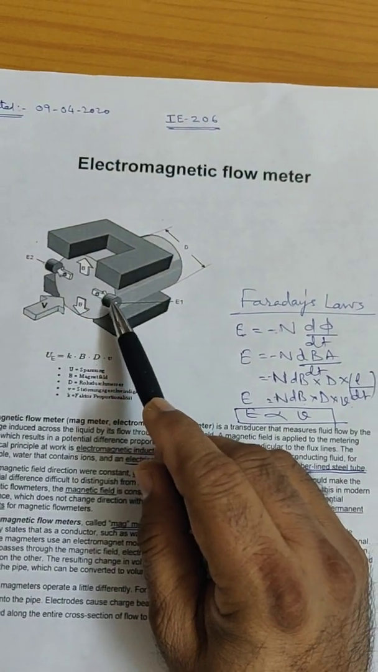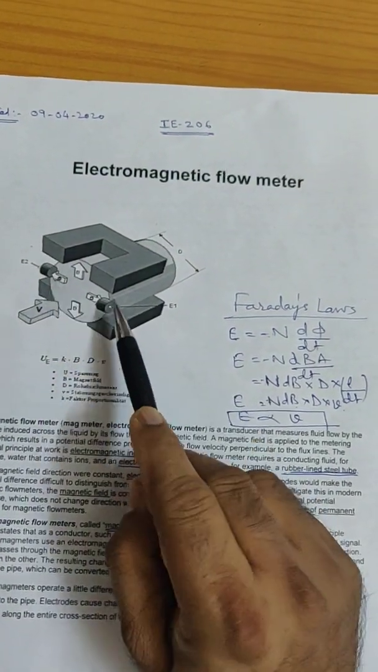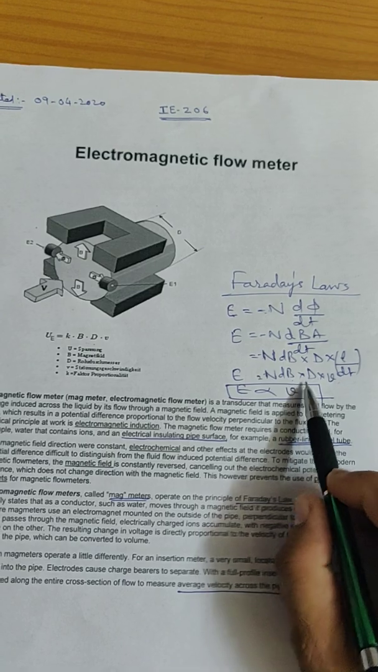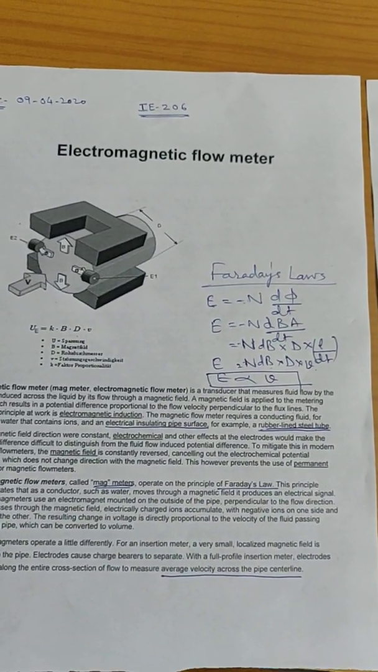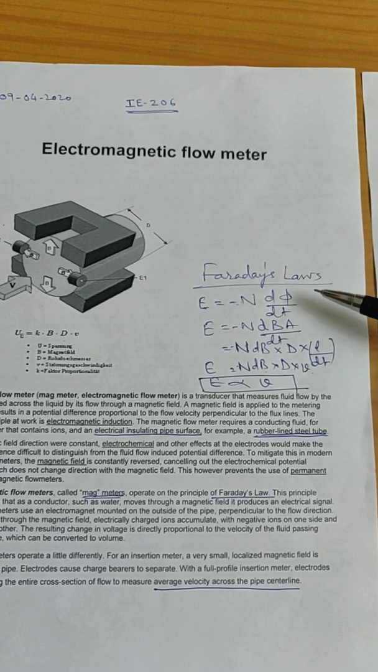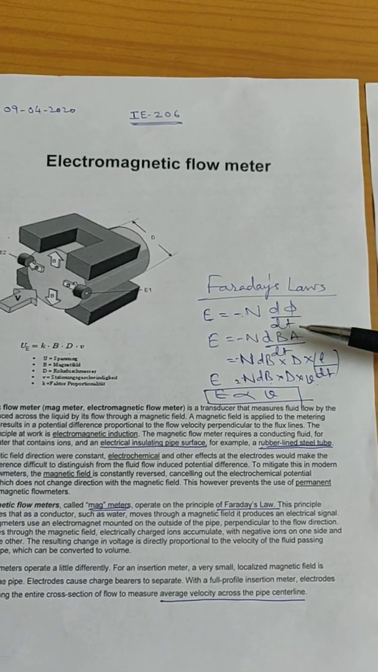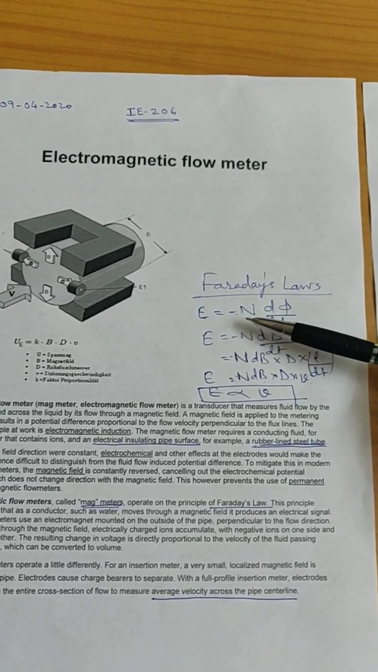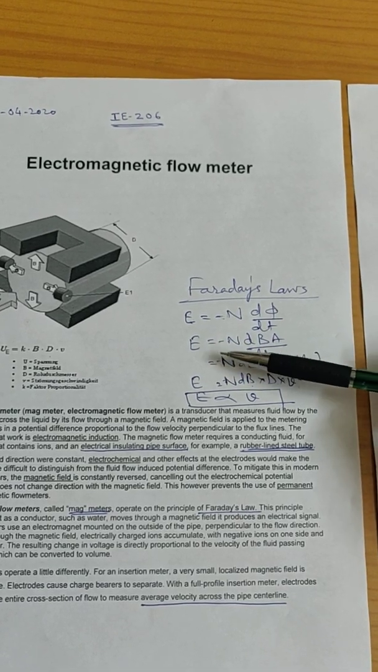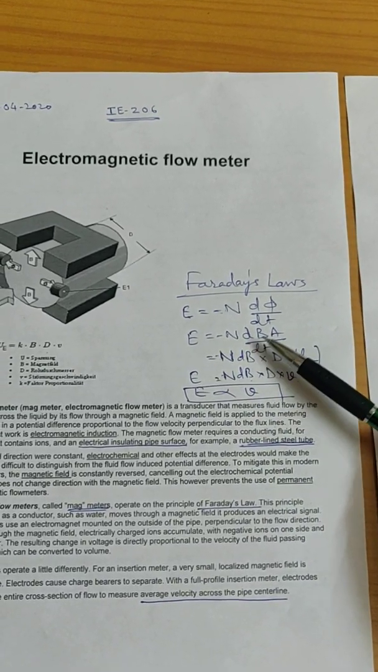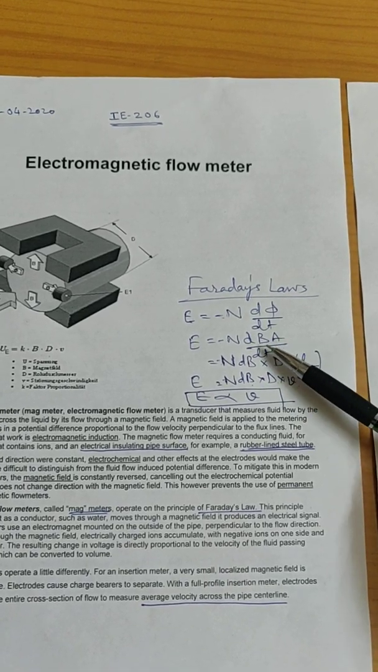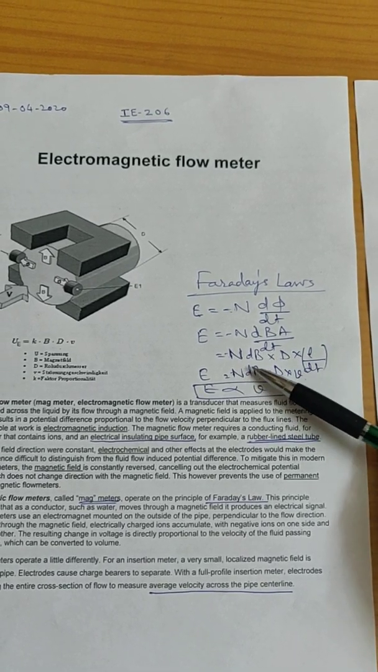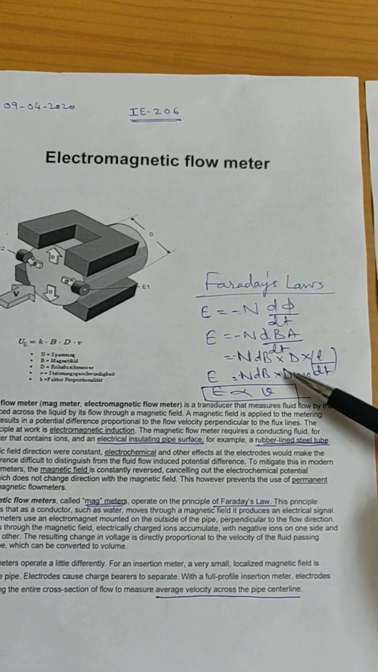So this EMF can be measured by these two sensors, and this EMF represents the measurement of flow, as shown in this derivation, that E equals N dφ/dt. N is the number of conductors. Here the number of conductors is the fluid, and E is directly proportional to the differentiation of B into A. B is the magnetic flux density and A is the area, divided by time, and this is again separated.